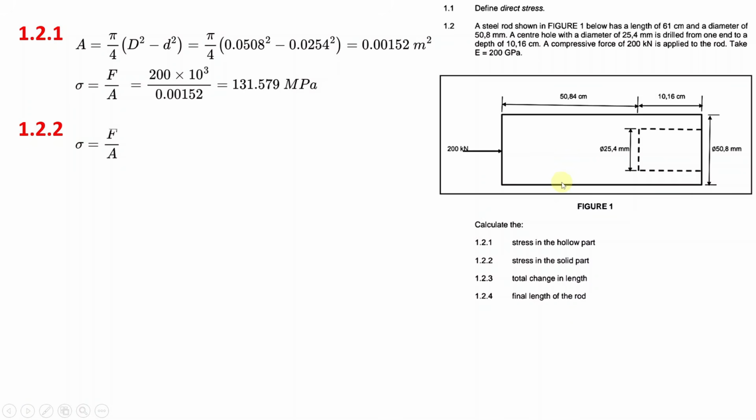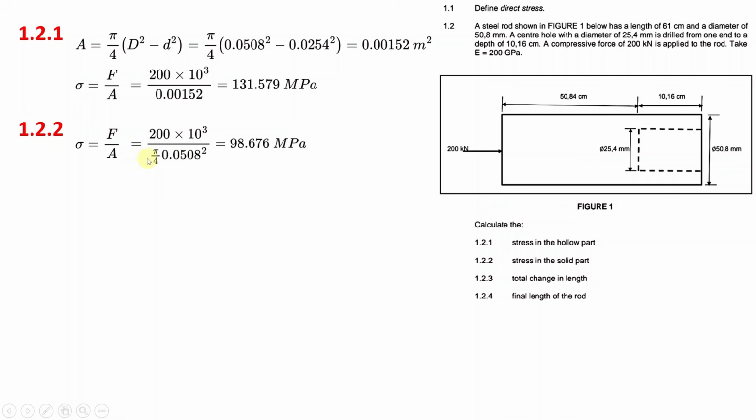And if you do that, then you can plug it into the stress equation to find the stress of the solid part. And so the force again is 200 times 10 to the 3 because it's 200 kilonewtons. The area of the solid part is pi by 4 multiplied by the diameter of the solid part squared. The diameter of the solid part is all of this, okay? And it's shown here as 50.8 millimeters. You change that to meters, that is 0.0508 meters. That is the diameter of the solid part, all of this.